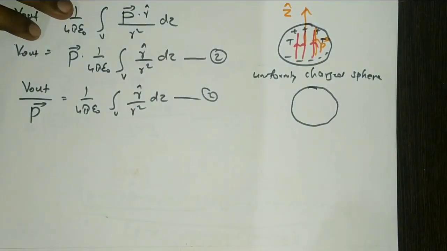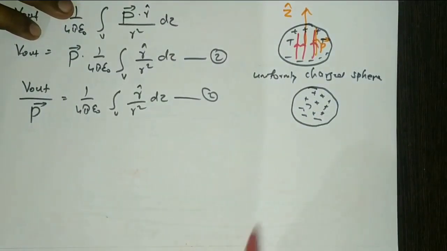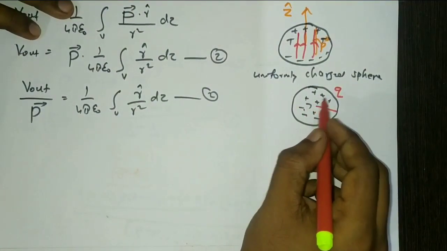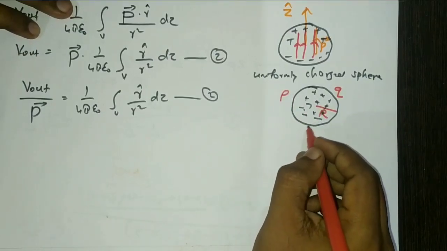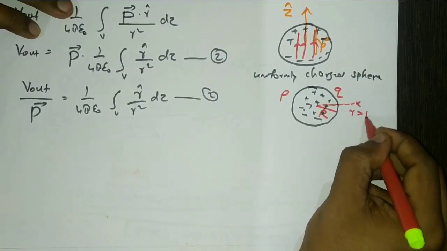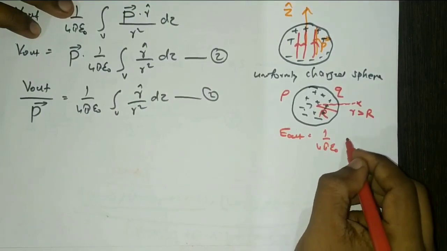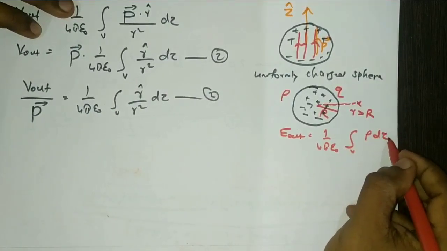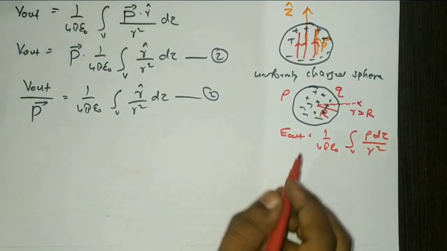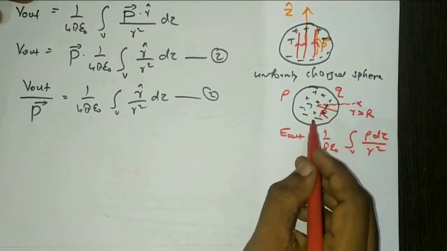This uniformly charged sphere consists of a large number of charges, either plus or minus. That is, it contains a total charge Q, its radius is R, and its volume charge density is rho. Then the electric field at a point r greater than R can be written as 1 by 4 pi epsilon 0 volume integral rho d tau divided by r square. This we have seen earlier also. We'll discuss later. We did a lot of problems on the uniformly charged sphere.